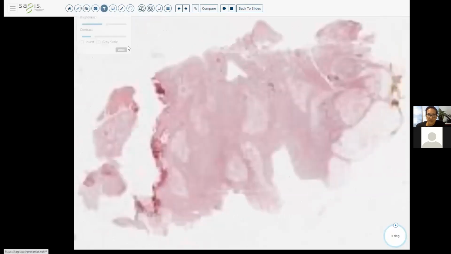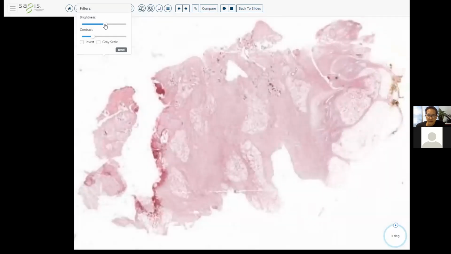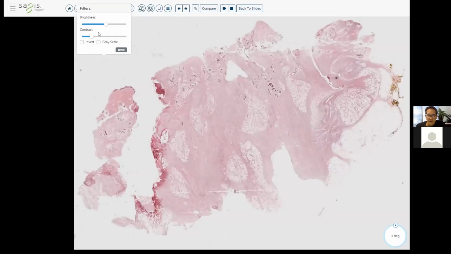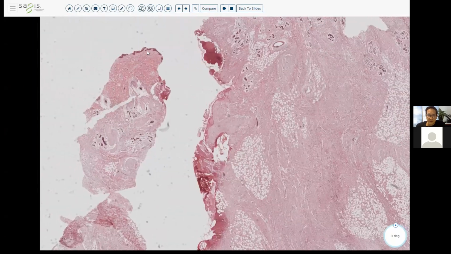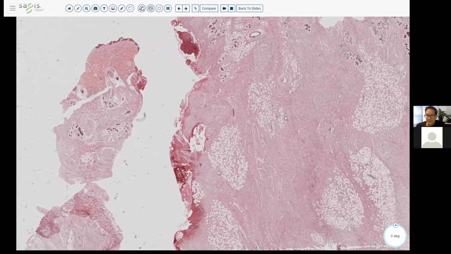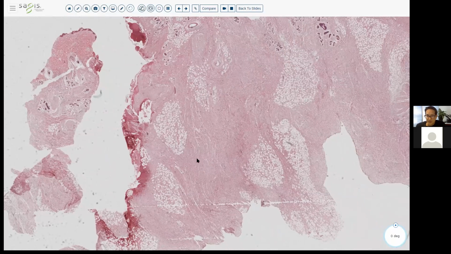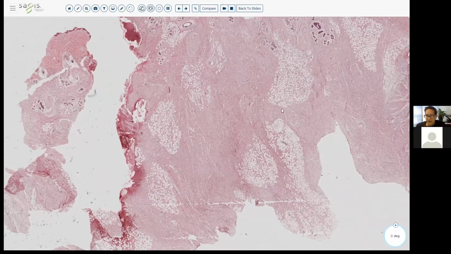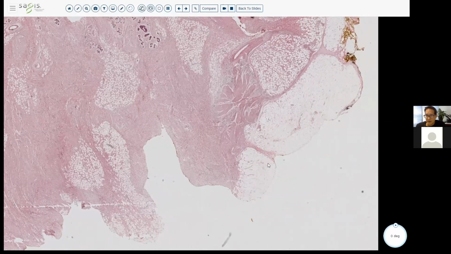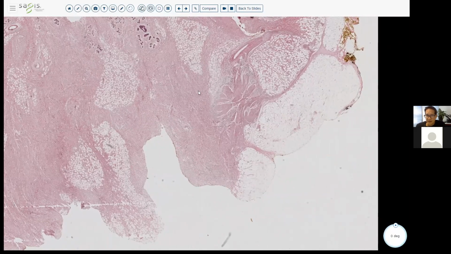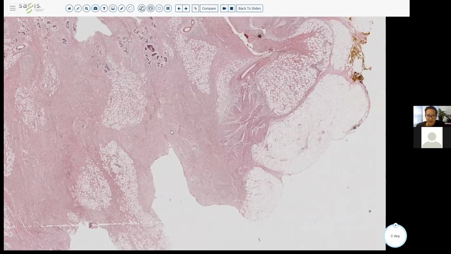Let me see if I can darken it a little bit because this is a little bit faded here. Bear with me. Okay, hopefully we can see this one. So you actually have a little bit of epidermis here, and then you have this infiltrate that's kind of in the fat, or it appears to be in the fat. So this is probably some normal fat, and then this is fat within the lesion.